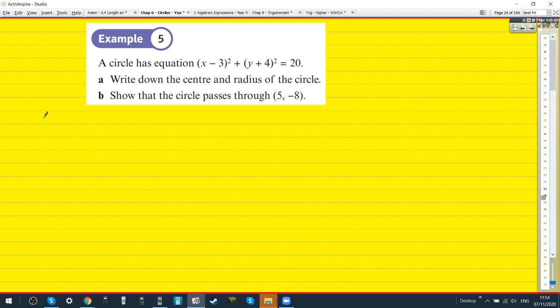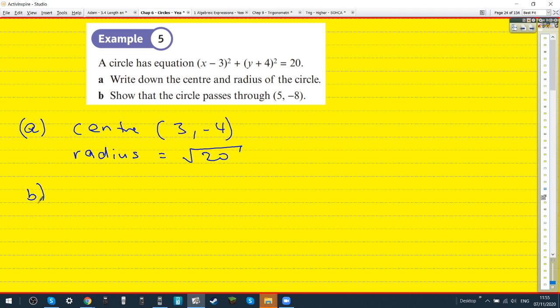Okay, how about this one? So the center is minus 3 comma minus 4. Other way around: 3, minus 4. Oh yeah, they're the opposite sign. And the radius is 5. Hey, radius isn't 5. Oh wait, it's square root of 20. Yeah, square root 20.